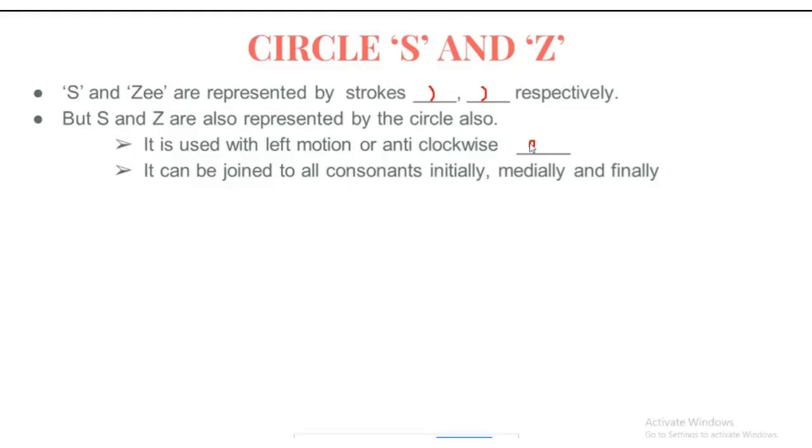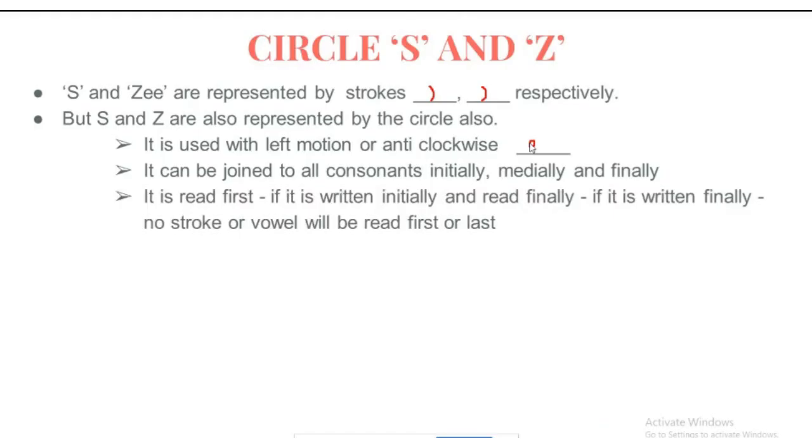जितने भी consonants हैं, चाहे वो downward हैं, चाहे upward हैं, चाहे horizontal हैं, with these consonants, S circle will be joined initially, middle or finally. मतलब कि initially मतलब बिल्कुल initially जब start होता है stroke, middle center में और finally at the end. It is read first if it is written initially and read finally if it is written finally. No stroke or vowel will be read first or last.